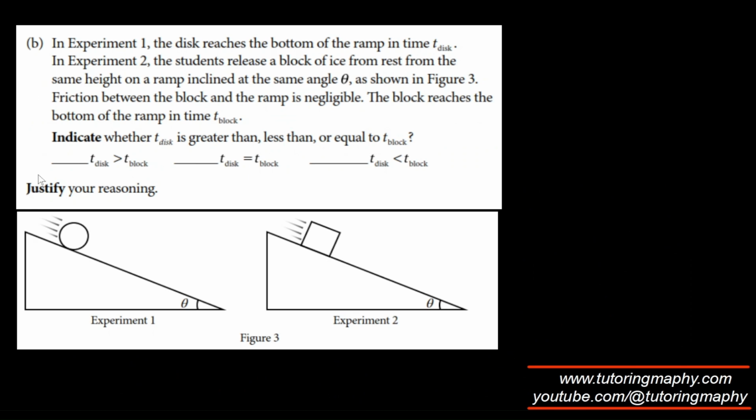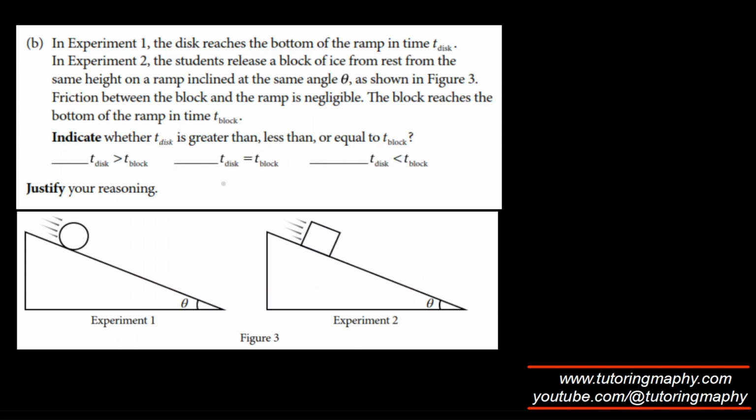They have another experiment in which a block of ice rests on this inclined plane, and this is frictionless now, and it is also released. If the disk initially was taking T disk to come down, and if this is taking T block to come down, T is the time. So we need to compare these.